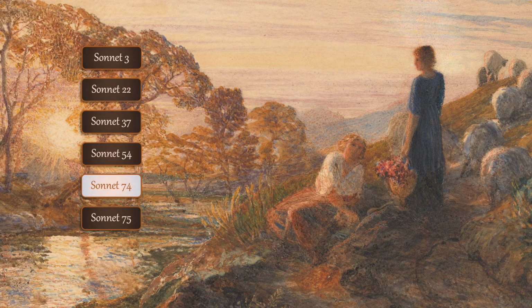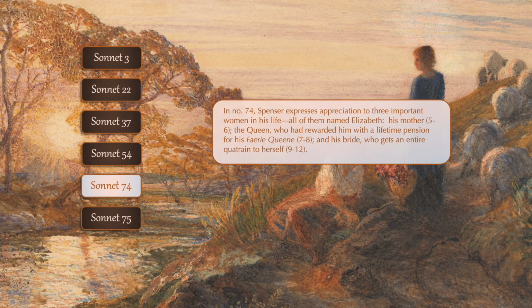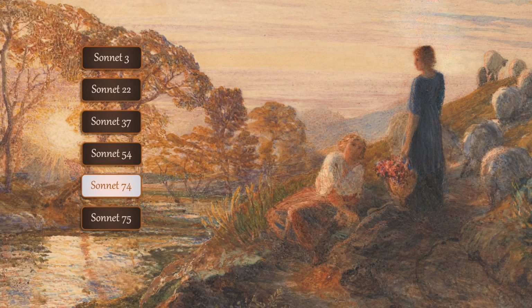Number 74, Spenser expresses appreciation to three important women in his life, all of them named Elizabeth. His mother in lines 5 through 6, the queen, who, remember, had rewarded him with a lifetime pension for his Fairy Queen in lines 7 through 8, and then finally his new bride, Elizabeth Boyle, who gets an entire quatrain to herself in lines 9 through 12.